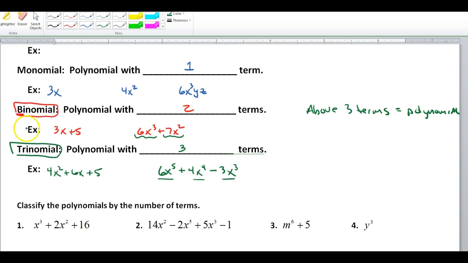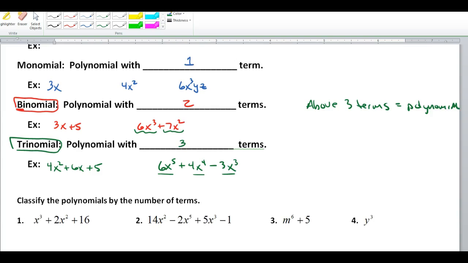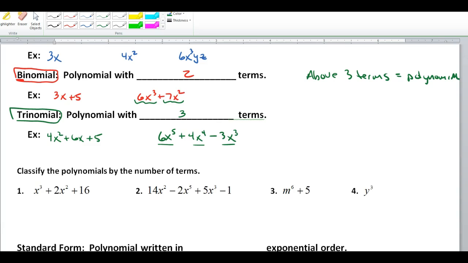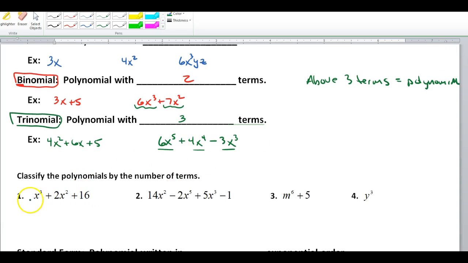So we classify these polynomials by number of terms, and we give them the name monomial, binomial, trinomial, or polynomial. Down below, we have a bunch of polynomials, and we want to classify these by the number of terms. Example 1 has 3 terms, so we would classify this as a trinomial.